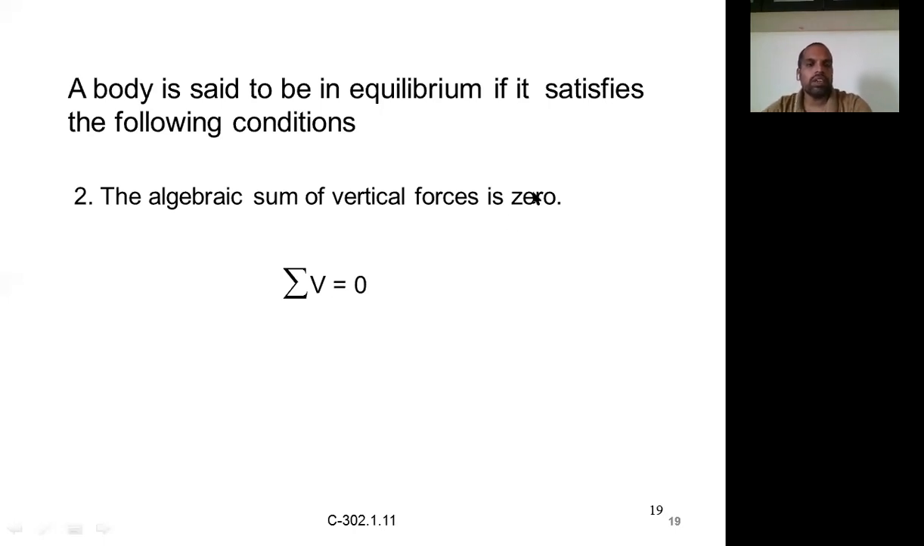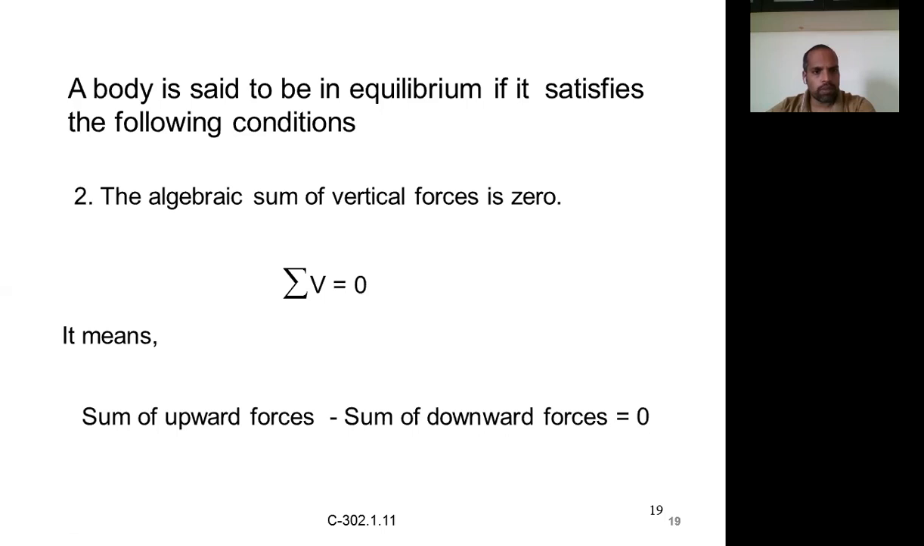The next condition is that the algebraic sum of vertical forces is equal to 0. If you take the algebraic sum of vertical forces, vertical means one can be upwards or downwards. So the algebraic sum of all forces along the y direction is equal to 0. Nothing but the sum of the upward forces is equal to the sum of the downward forces.